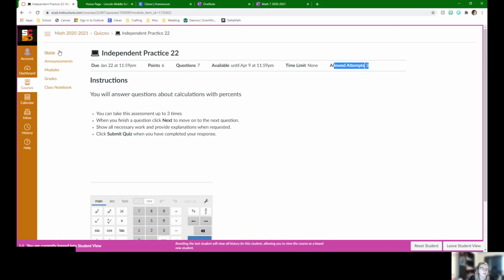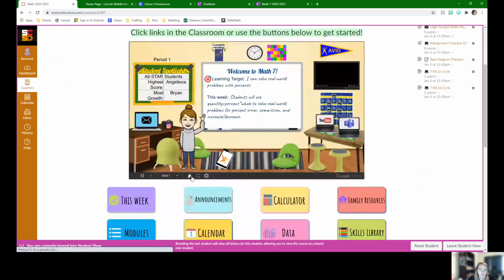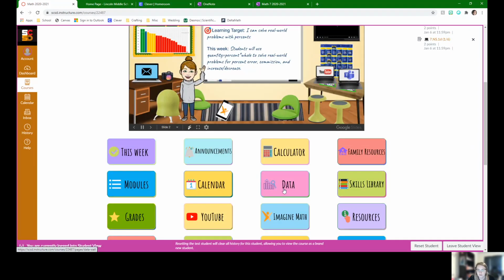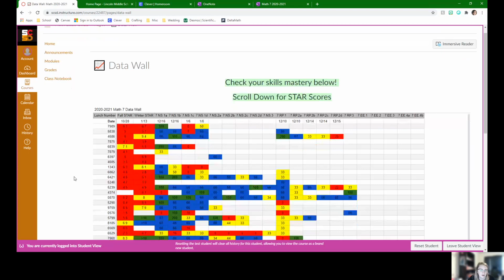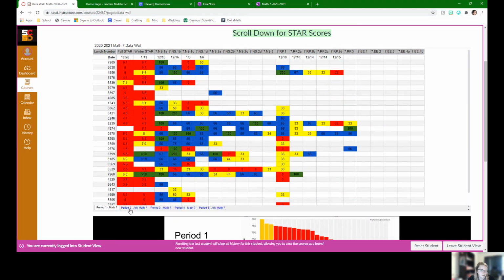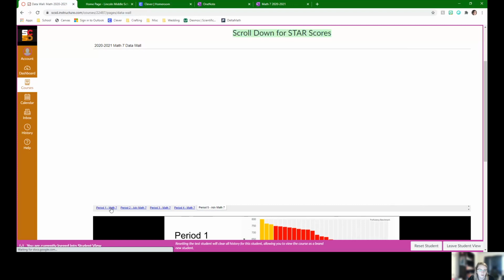So that's our last assignment for the week, but I do want to show you how to access the data wall and look at the star scores. So if you are on Canvas or your students are on Canvas, right on our home page, we have this data button. If you click it, it takes us to our interactive data wall. So this is for period 1. You can click through the different periods here at the bottom of the screen.